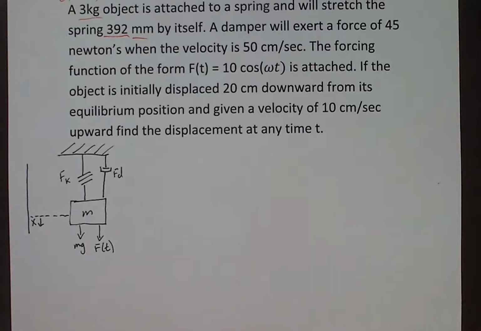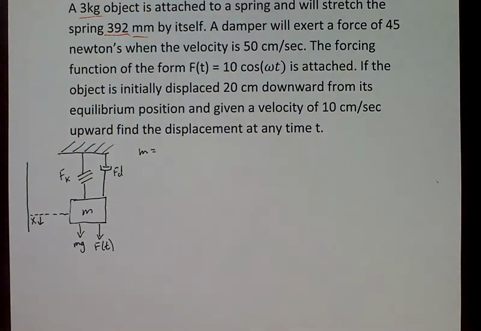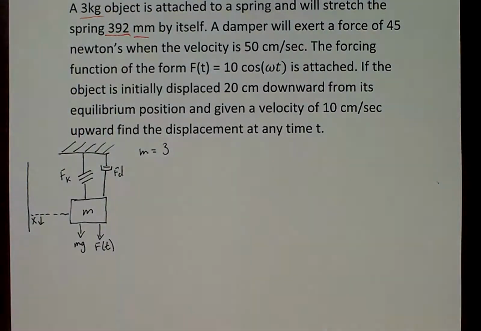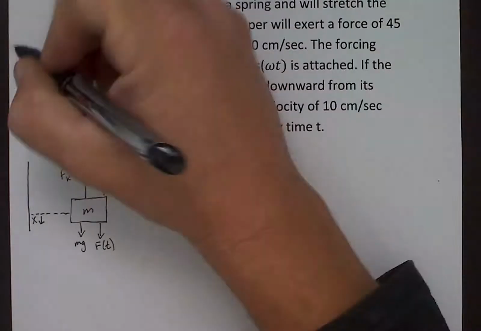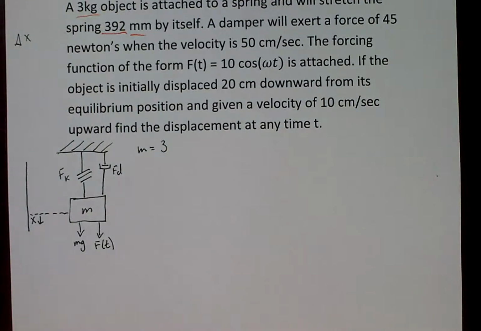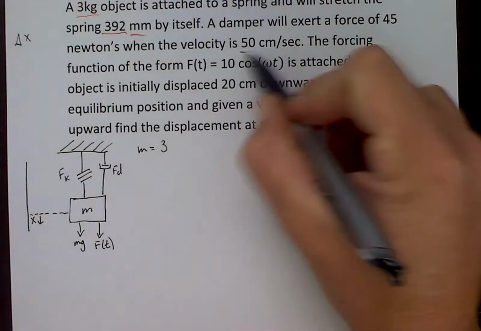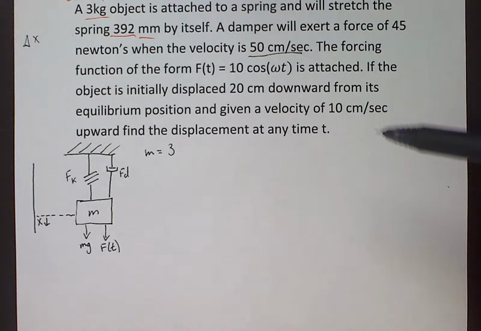All right, so I like to just go in order and find M, then find C and K. So from the beginning, 3 kilogram, M is 3. Change in X will be for K, so we'll come back to that. A dampener will exert a force of 45 newtons when the velocity is 50 centimeters per second. So that's going to have to deal with your dampening force.